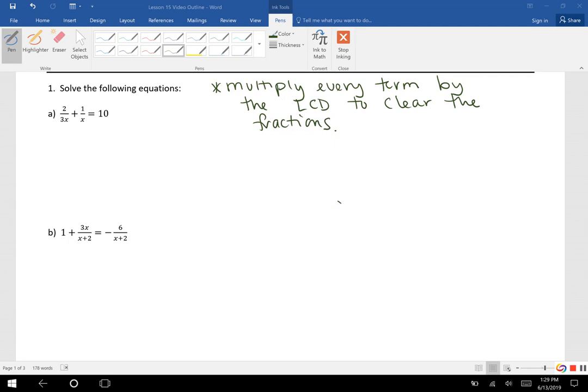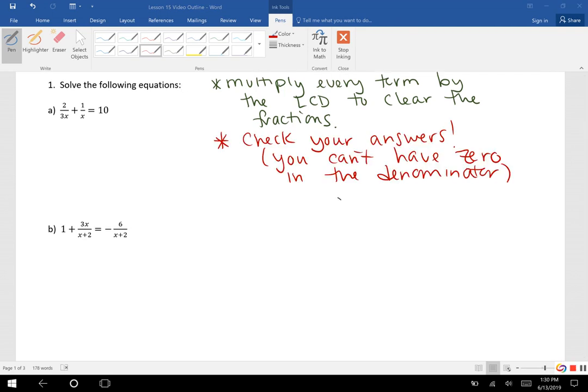We're going to use a process similar to what we did at the very beginning of the semester when we talked about how we solve equations that have fractions in it. We learned that we can multiply every single term by the least common denominator to clear or cancel out or get rid of the fractions. And that's exactly what we're going to do here.